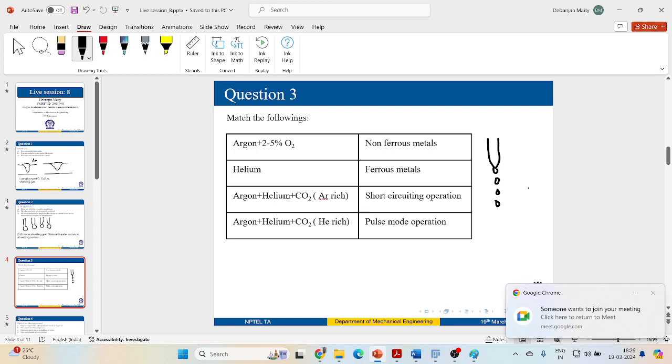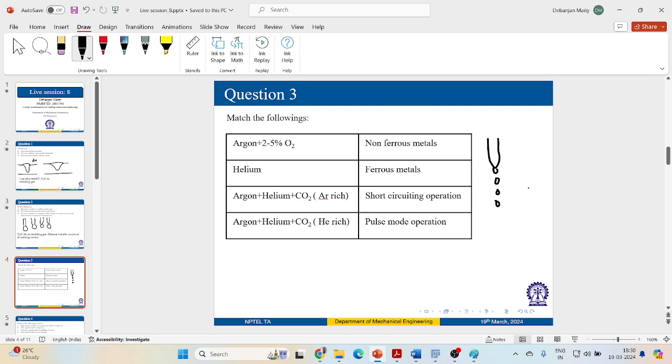During this spray metal transfer, my metal transfer will be much more stable and it will be spatter free, right? So that is the basic difference between your globular transfer and your spray transfer. Spray transfer is much more stable and it is spatterless. There will be no spatter formation when you are doing spray transfer at a certain level of welding current, right?